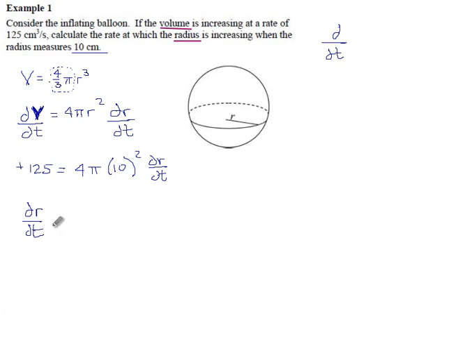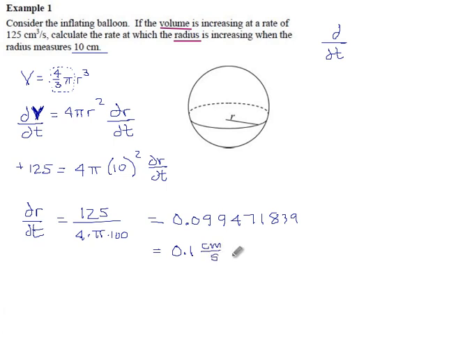dr/dt, the rate of change of the radius, is going to be 125 over 4 times pi times 10 squared, which is 100. And that comes out to, divided by pi, almost exactly a tenth. I get 0.99471839. That's using a lot of decimal places for pi, so approximately 0.1 centimeters per second. I know those are the units because we're using centimeters for our distances and seconds for our time. This one will come out with the same units. So the radius is growing this quickly when the volume is growing this quickly.